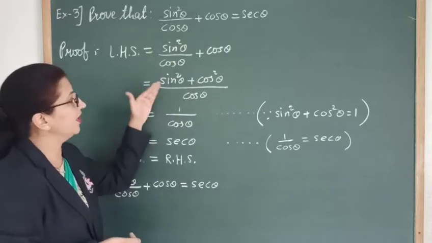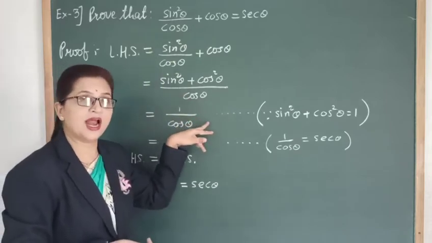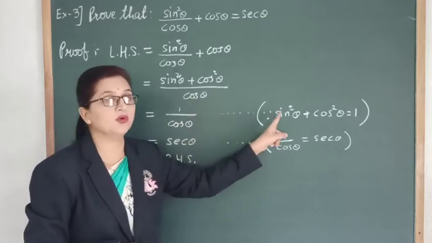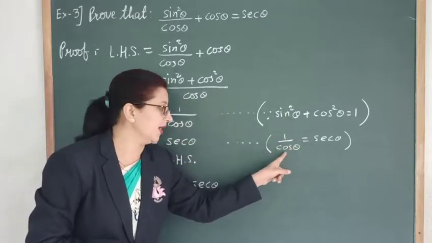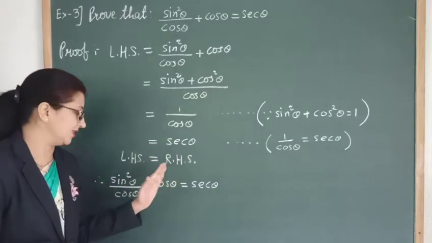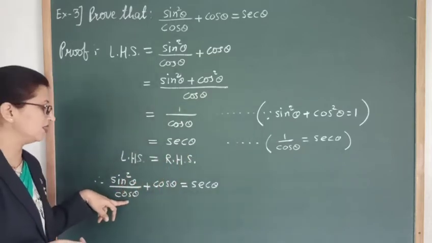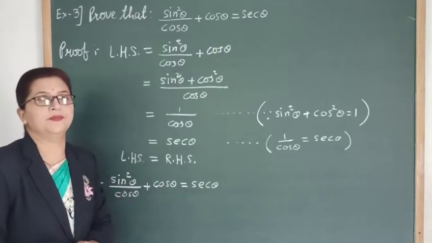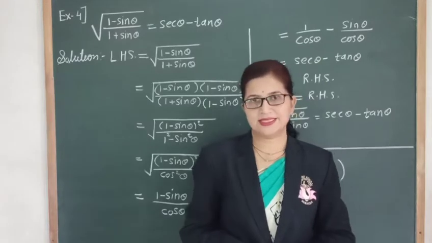Okay, now here when we are using the trigonometric identity or interrelation between the trigonometric ratios, then we have to give the reason for that. Okay, so in this way we have proved that LHS is equal to RHS. It means sin square theta upon cos theta plus cos theta is equal to sec theta. Let's see one more example.